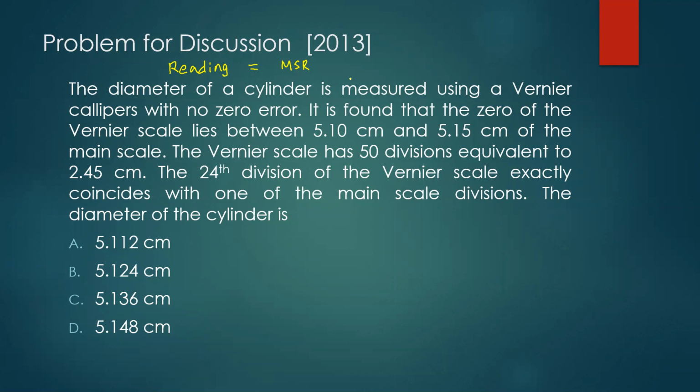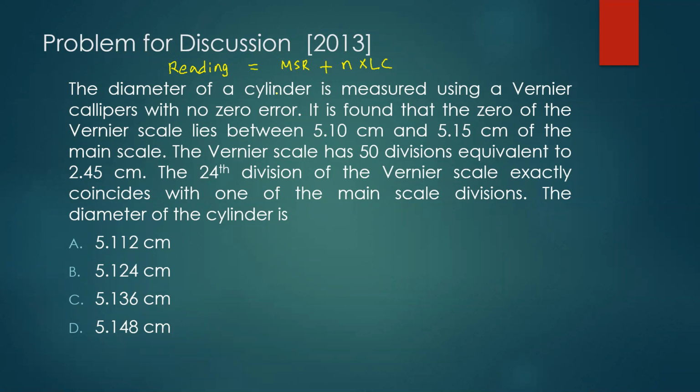If the zero of the vernier does not coincide, then some other division of the vernier will coincide with a particular main scale division. You understand? So you will have to add something extra. Add n into least count, where n is the number of the division of the vernier scale that coincides with one of the main scale divisions. You need to add this. You understand this idea? Why we do this?